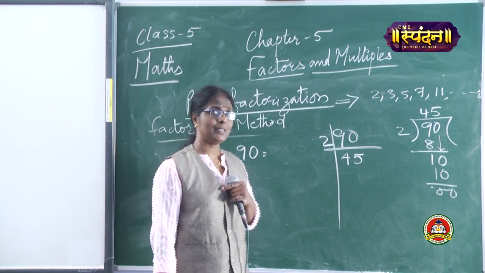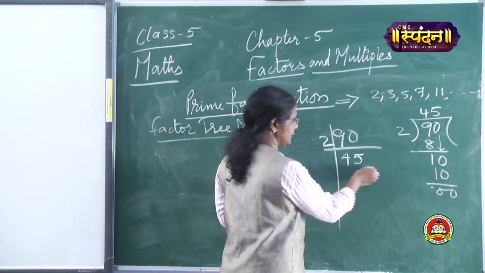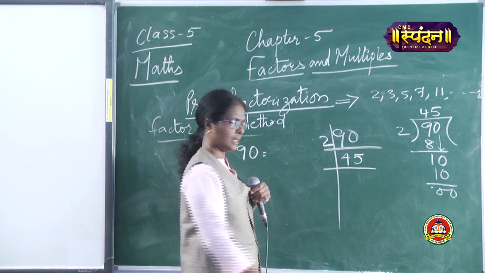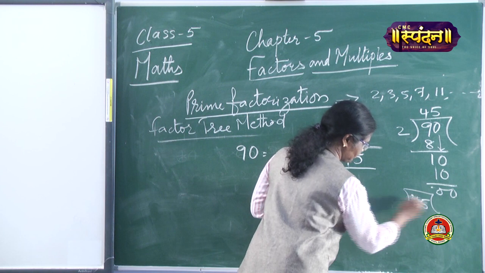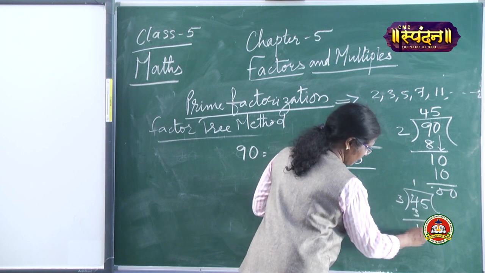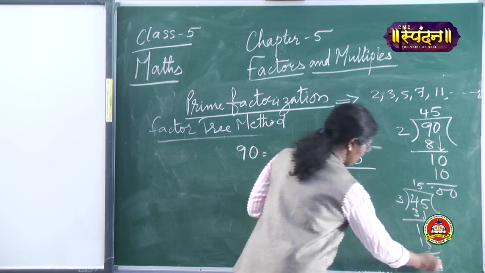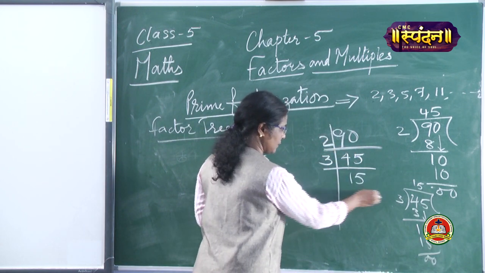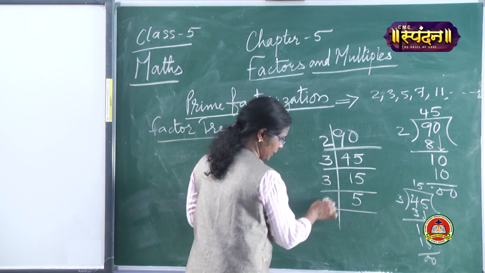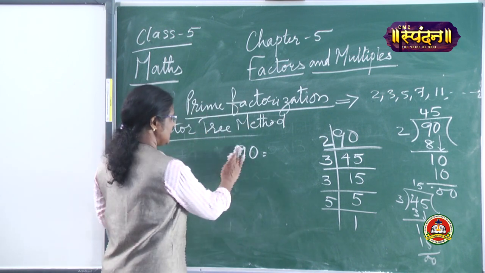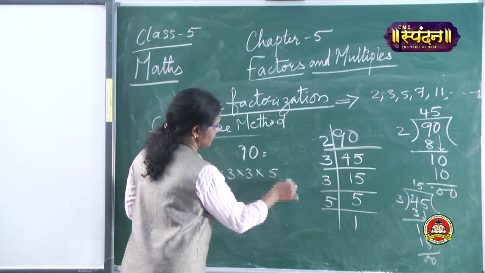Now is this 45 divisible by 2? No, because 45 is an odd number. Now 45, is it divisible by 3? Yes, it is divisible by 3. 45 you can divide by 3 and see. 1 time 3, remainder is 1, bring down this 5, 5 times 3 is 15. So 15 you will get. 15 again is divisible by 3. 3 5s are 15, 5 divided by 5 is 1. So 90 can be written as 2 into 3 into 3 into 5.